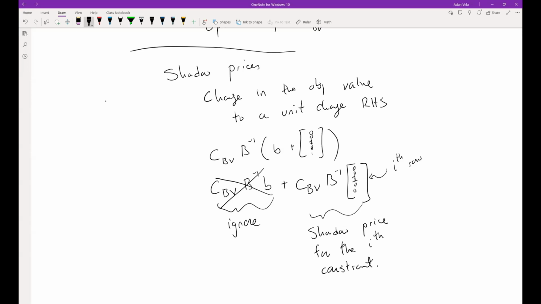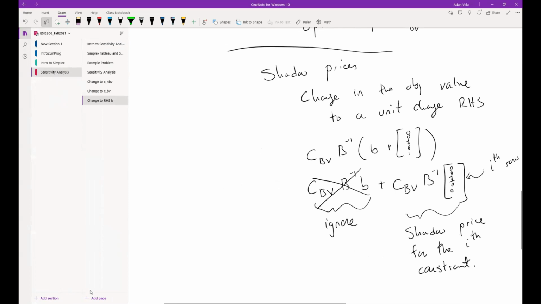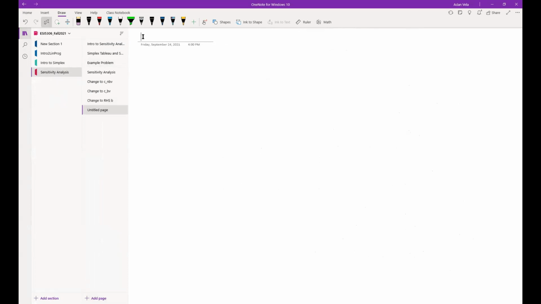All right, so we're going to do 2 more types of sensitivity analysis that we can perform, and then we'll end with that. The first is changing the constraints and cost for a non-basic variable. What do I mean by that?